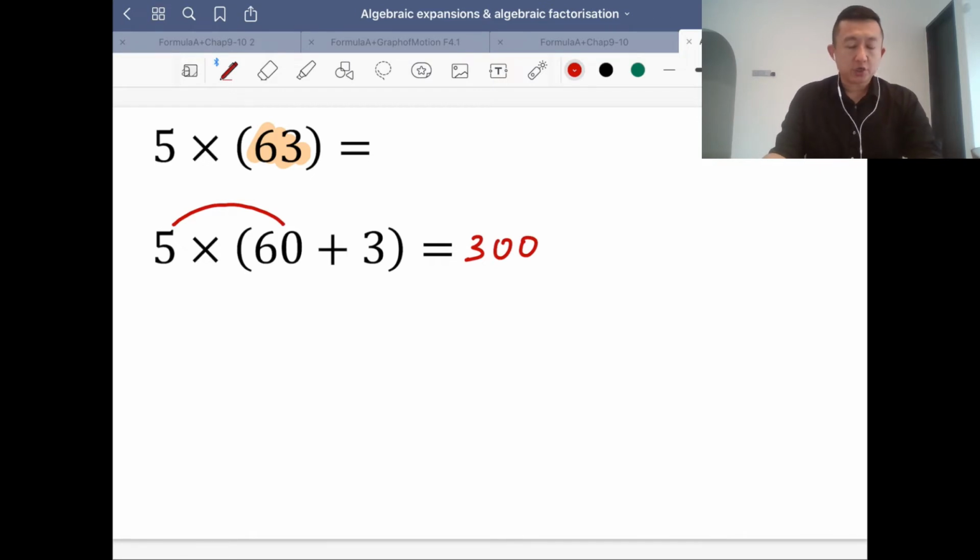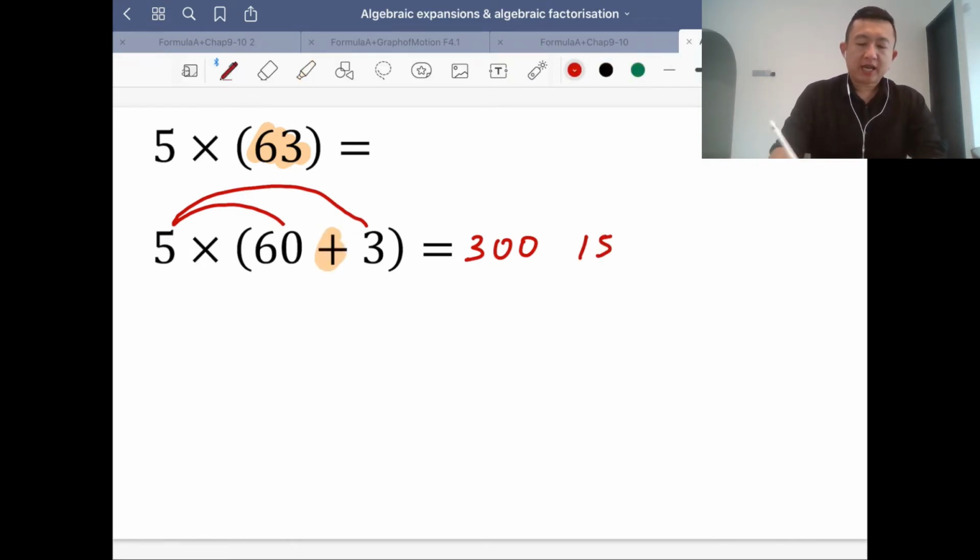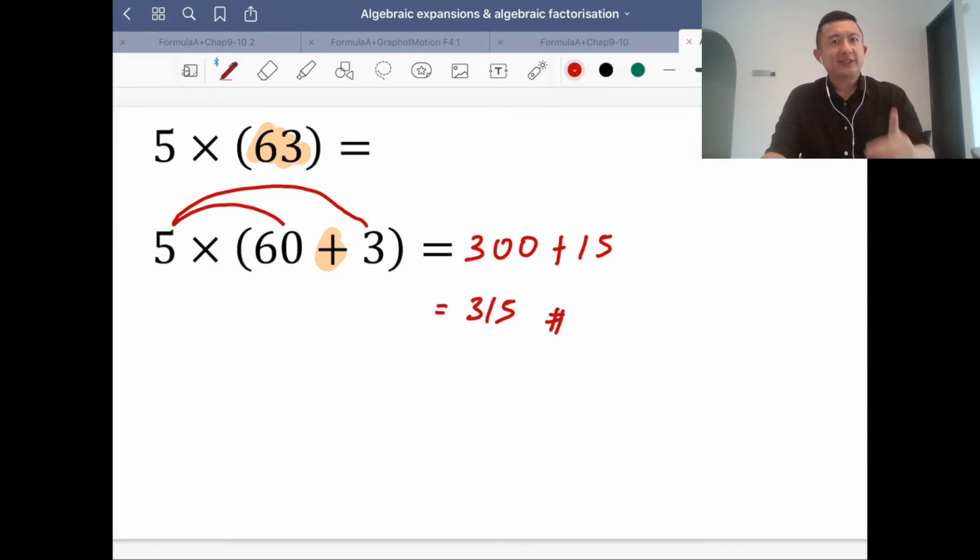Do we stop here? No. You continue to have 5 multiplied by 3 and you have 15. And you put a plus in between them. So you have 300 adding 15. 315 is the final answer. Right? 63 you can break into 60 plus 3 and you have 5 multiplying with 60 and also 3 respectively. So this is what you can do with the numbers.